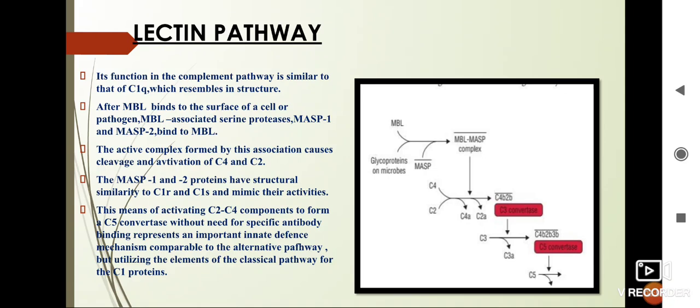The active complex formed by the association causes a cleavage and activation of C4 and C2. The MASP1 and MASP2 proteins also play a very important role. While activating the C2 and C4 components, they form a C5 convertase without the need for specific antibody binding at the site.